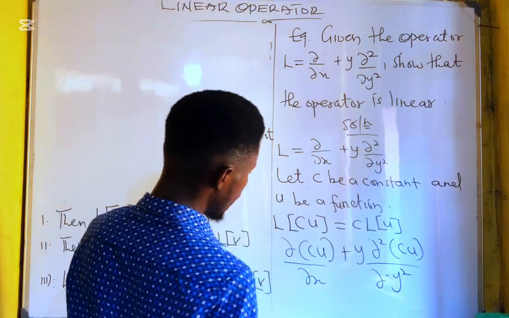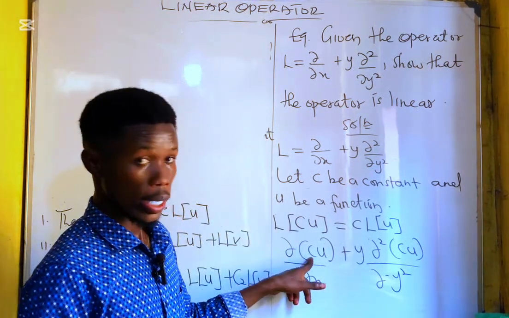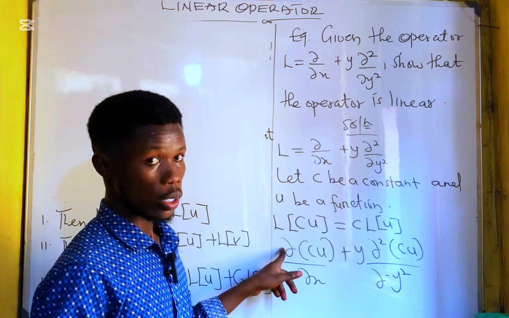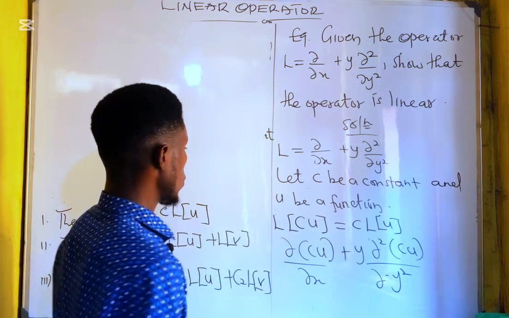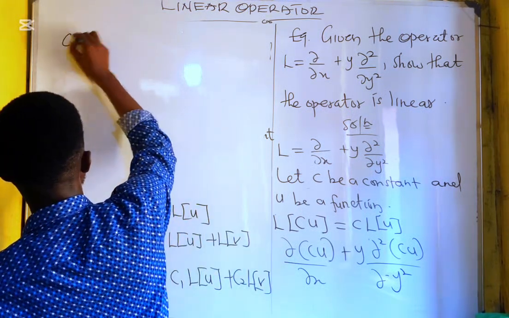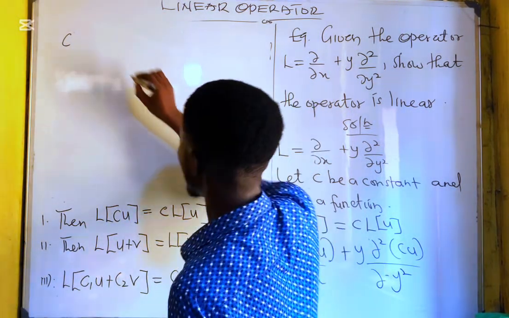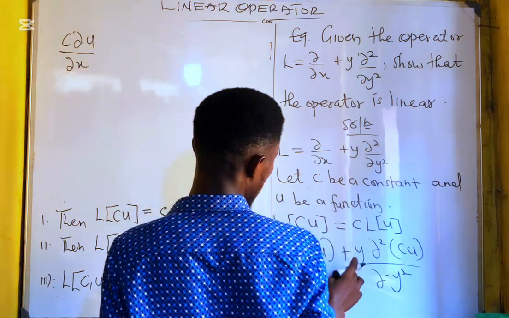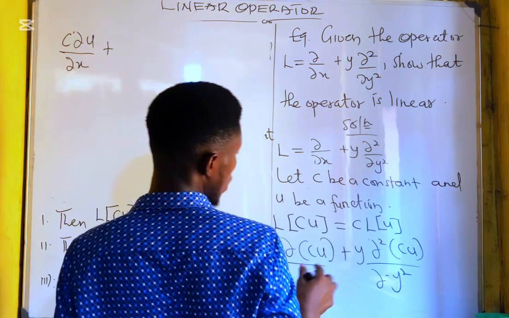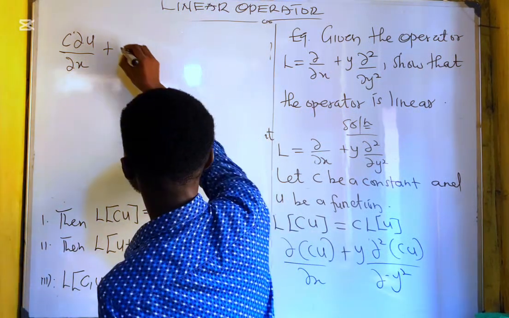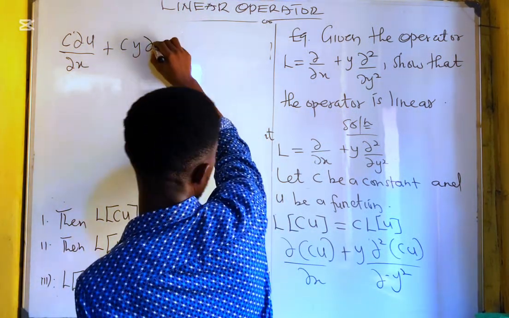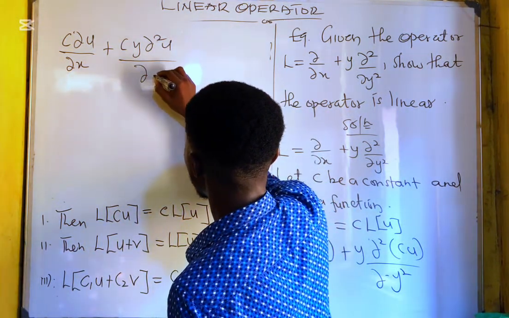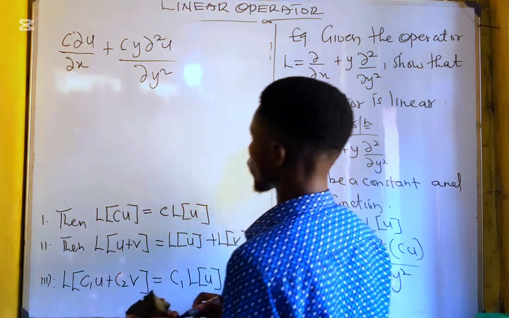So if you look at this one, this is constants. When you are differentiating 2x, you can decide to bring the constant out. So if I bring the c out, what do I have? I'm going to have c times ∂u/∂x plus, if I also bring this c out, I'm going to have c times y ∂²u all divided by ∂y squared.